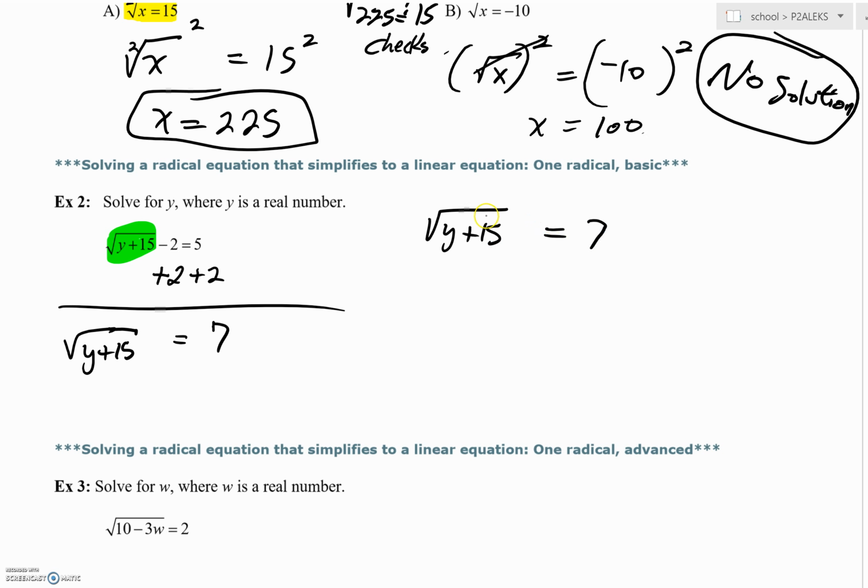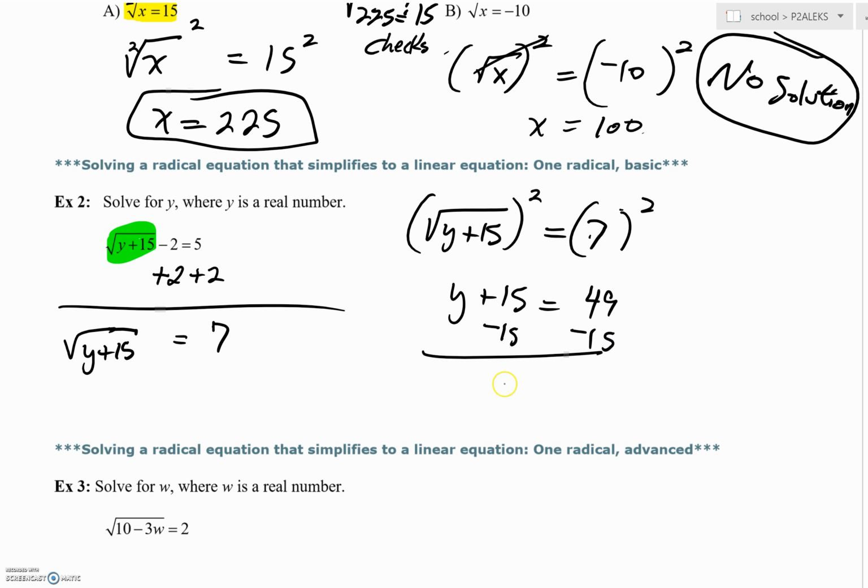Well, no, we can't subtract. The 15's trapped inside that radical. We're going to square. We're going to raise to that second power. And 7 squared is going to get you 49. That's 7 times 7. We're going to minus a 15. And you can see real quickly that would be 34.